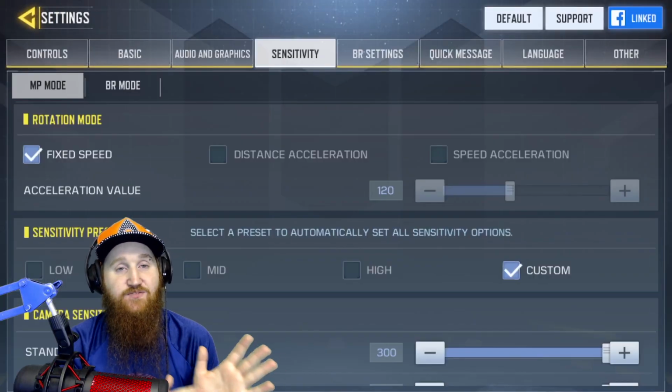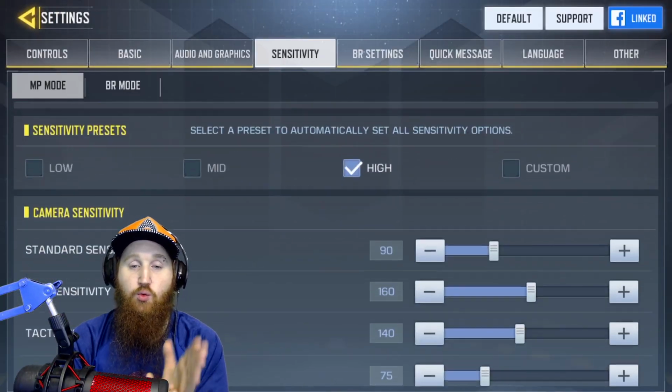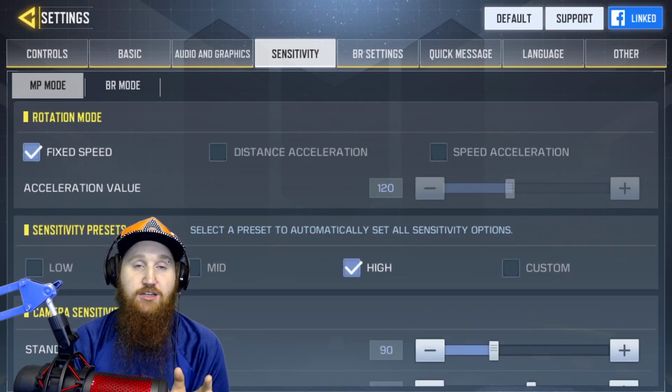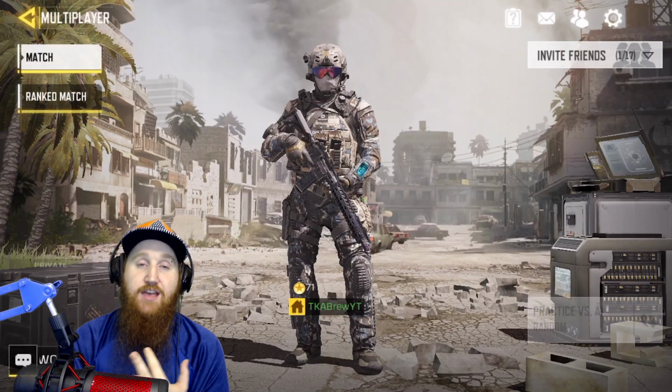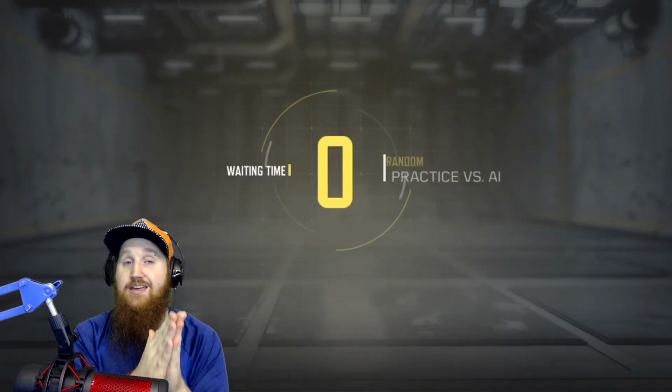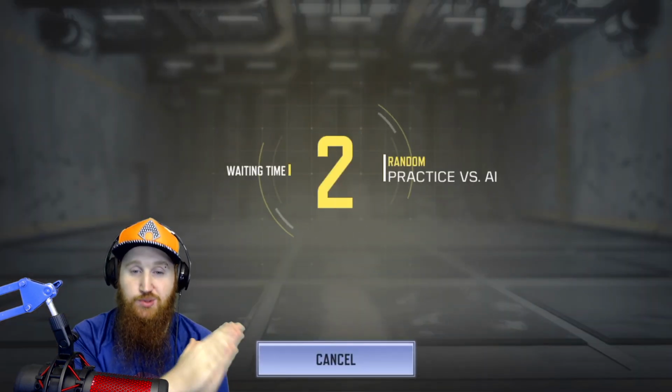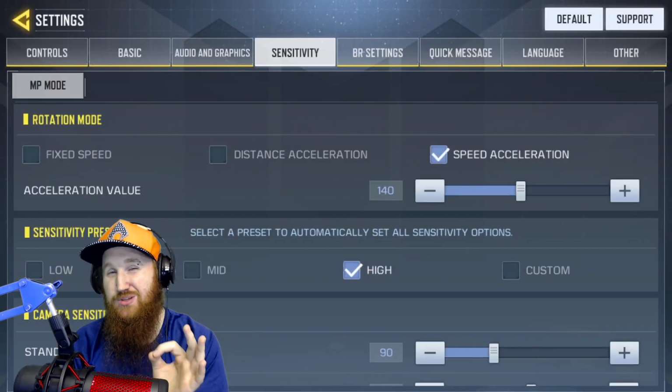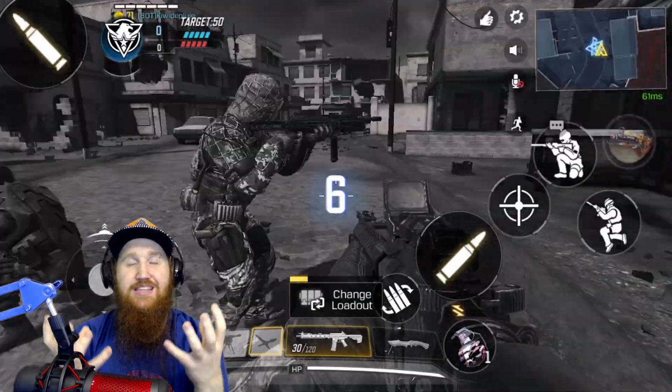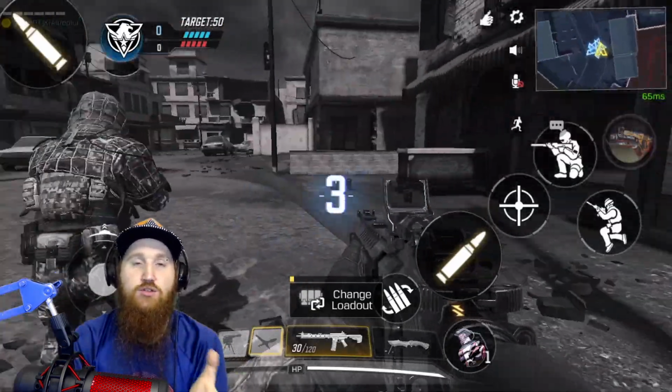Finally, fixed speed is just going to put it right at the 120 acceleration value. It's not going to depend on how far you move your finger or how fast you move your finger. It's all going to be the exact same thing no matter what you do. Acceleration value is basically, let's just say, more like the multiplication of those things that you just did.